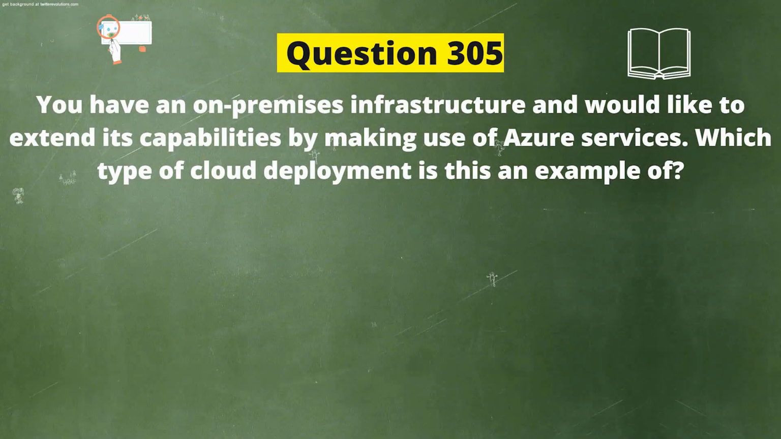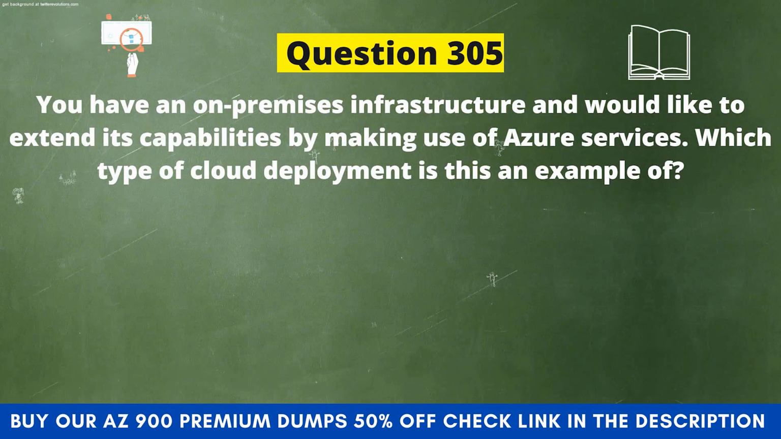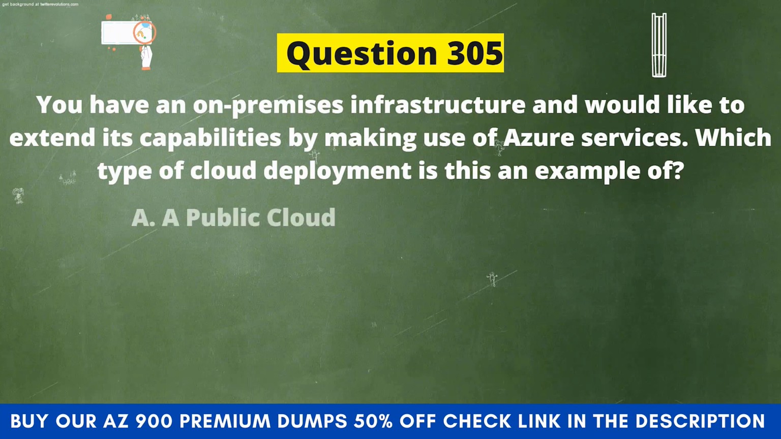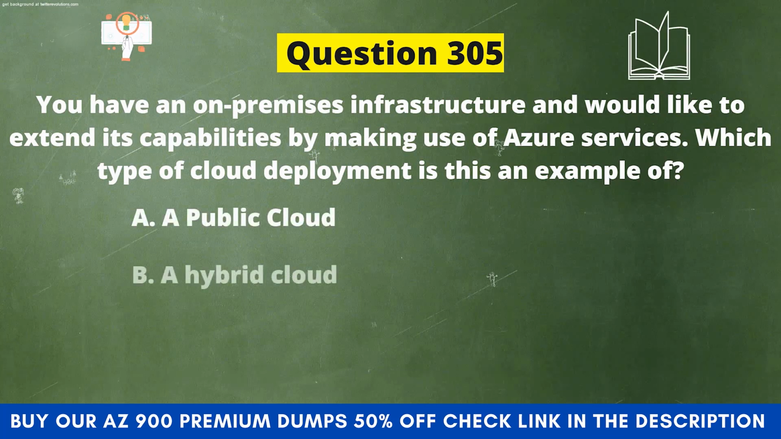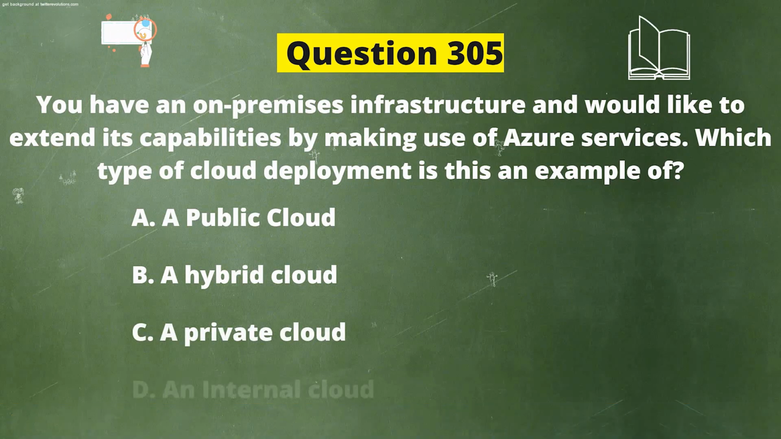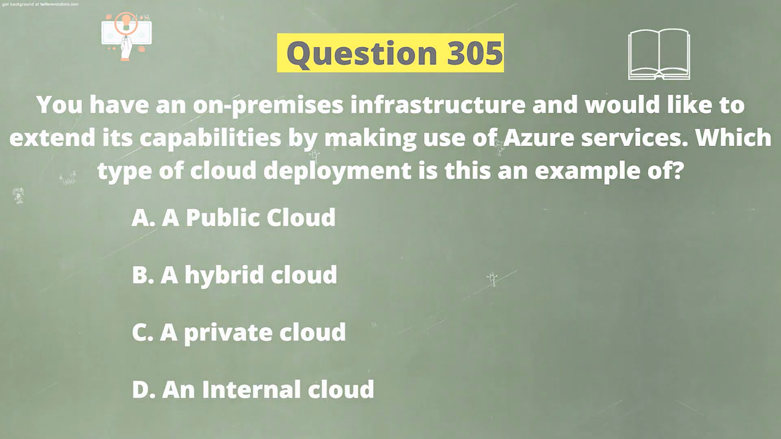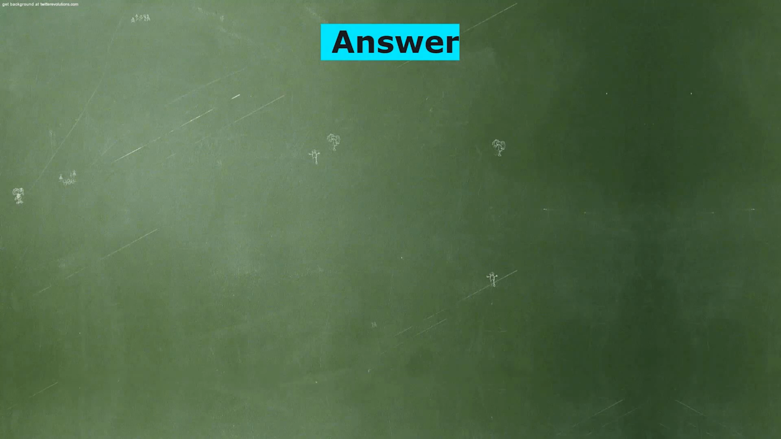Next question. You have an on-premises infrastructure and would like to extend its capabilities by making use of Azure services. Which type of cloud deployment is this an example of? And the options are A. A public cloud, B. A hybrid cloud, C. A private cloud, D. An internal cloud. And the correct answer is option B.